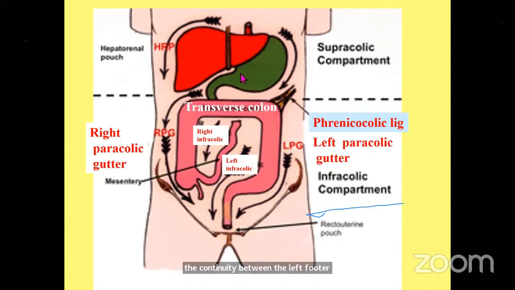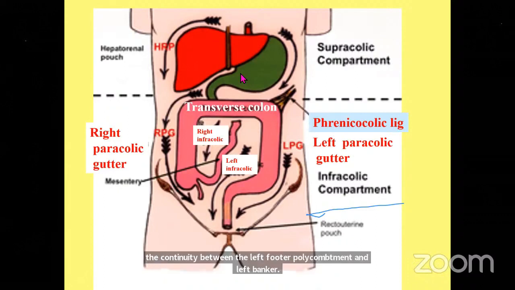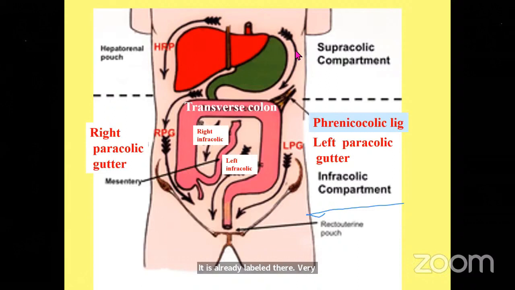It is already labeled there. Very good. Phrenicocolic ligament. Okay, so you can see the phrenicocolic ligament, and because of its presence, the left supracolic compartment is not in continuity with the left paracolic gutter, whereas on the right side, you can see the hepatorenal pouch, the right supracolic compartment in continuity with the right paracolic gutter.